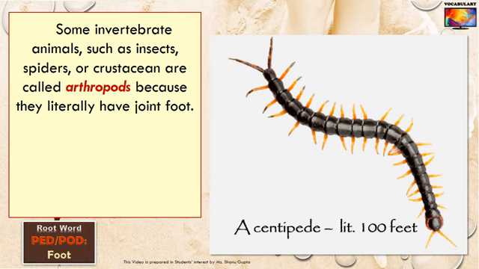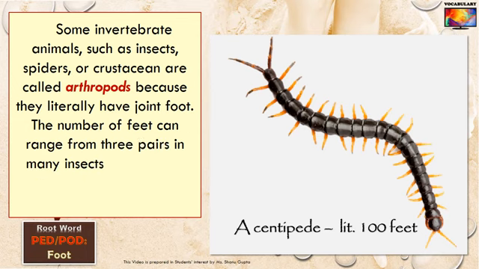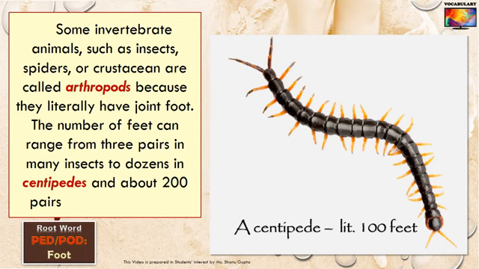Most arthropods are segmented, meaning that their bodies are divided into sections, as you can see here in this centipede. The sections have pairs of jointed legs. These can range from 3 pairs in many insects to dozens in centipedes and about 200 pairs in some millipedes. Though you expect 100 feet in centipedes and around 1000 feet in millipedes, in reality, centipedes could have anywhere from 15 to 173 segments, each with 1 pair of legs.